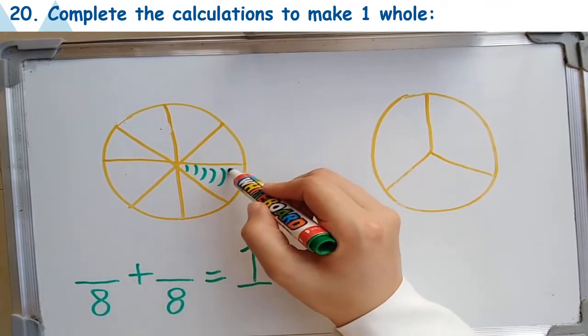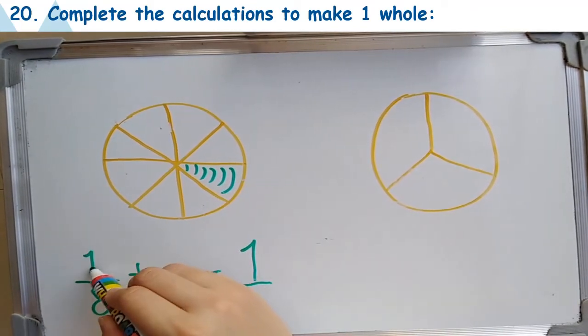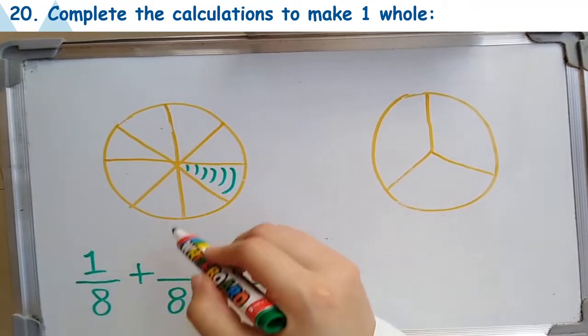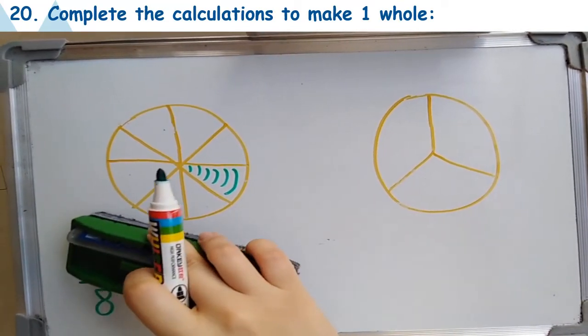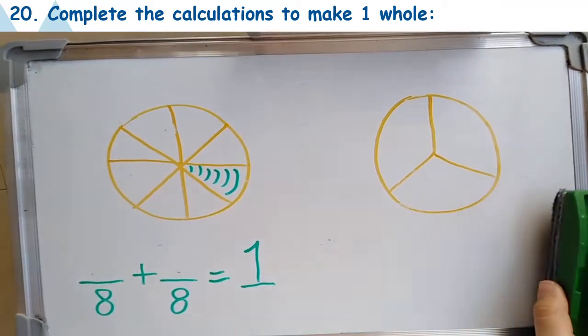I can start by shading only one part, sorry. And the first fraction in this case will be 1 out of 8. So the unshaded will be 7. 1 out of 8 plus 7 out of 8 are equal to 1 whole.